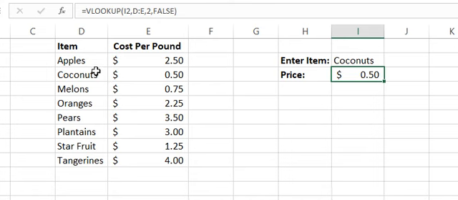Note something here. The first column must contain the items that you are trying to find. So it's got to start here and include this column, and then another comma, and then it's either going to be true or false. I pretty much always put false. False means that you're looking for the exact same value. Sometimes it's close and you would put true, but I never use that. So it's false, close bracket, and that's your vlookup formula.